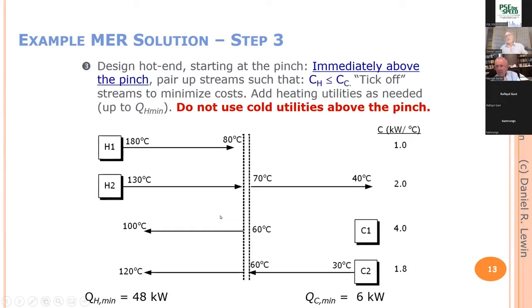So there are rules. Immediately above the pinch, we pair such that the hot flowing stream capacity has to be less than or equal to the cold stream capacity, and tick off. The other important thing to notice is, since we start by designing above the pinch there is only hot utility allowed. Therefore, all the hot streams have to be cooled by cold streams. Therefore, the key is to eliminate the hot streams first.